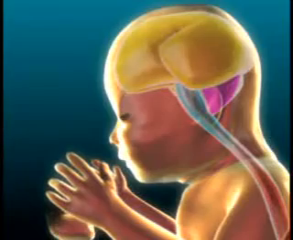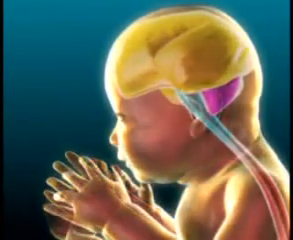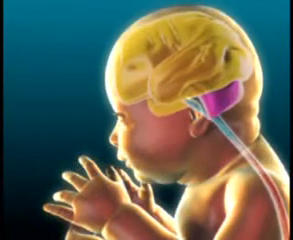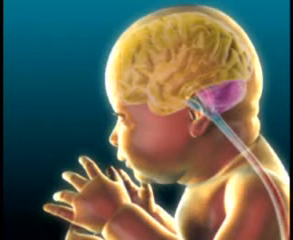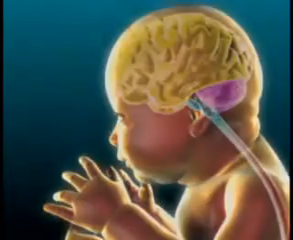At week 28, something new happens. The cortex, a sheet of cells, expands in surface area. It wrinkles and folds inside the skull, forming hills and valleys, called gyri and sulci.